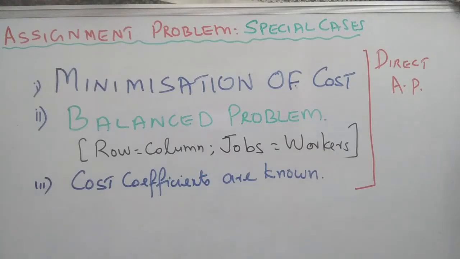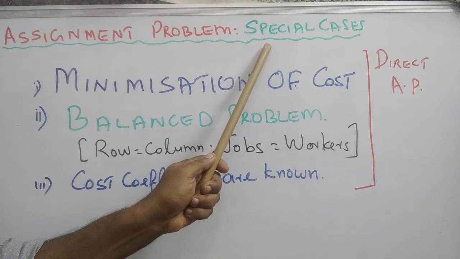As we discussed earlier, it is a case of linear programming, an application of OR. It is a problem of optimization, a problem of constrained optimization, a problem of minimization of cost of performing some jobs with the same number of persons. Today we discuss the deviations in the assignment problem, that is, the special cases of AP.